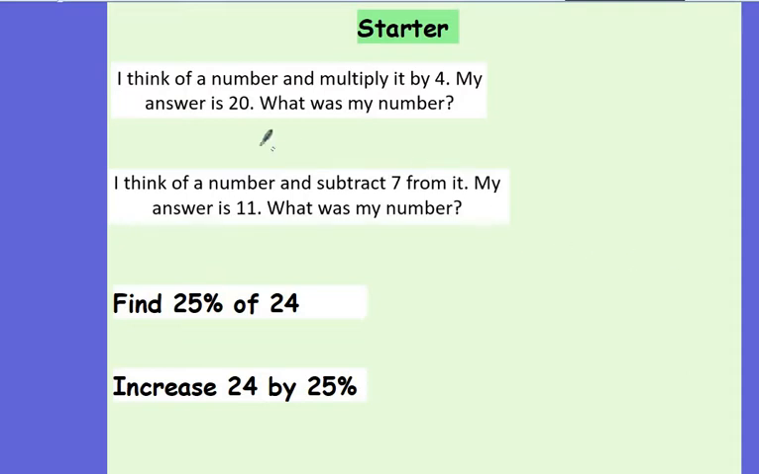Can you find for me, I think of a number, multiply it by 4, my answer is 20. What was my number? For the second question, I think of a number, I subtract 7 from it and my answer is 11. What was my number?